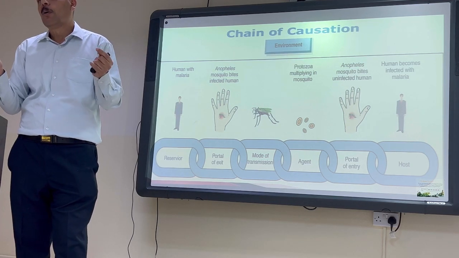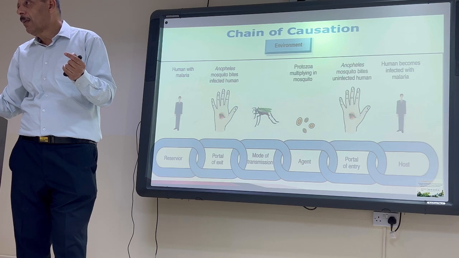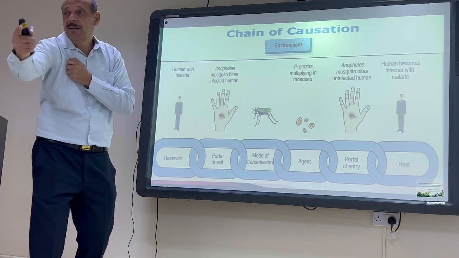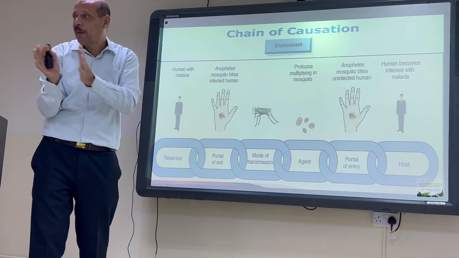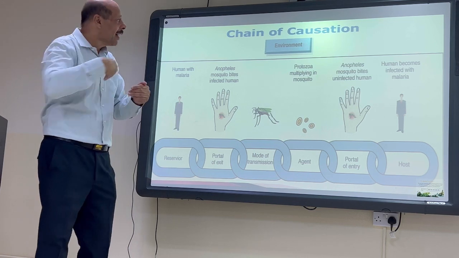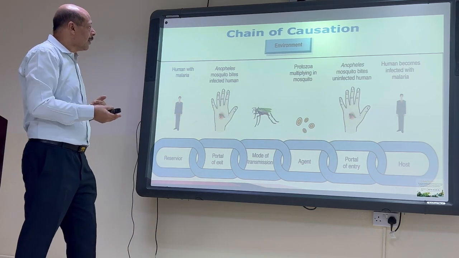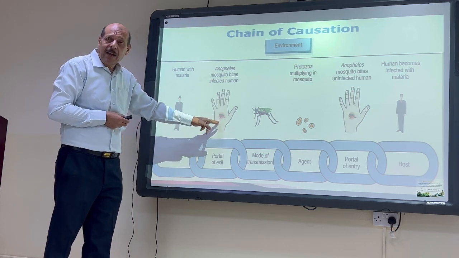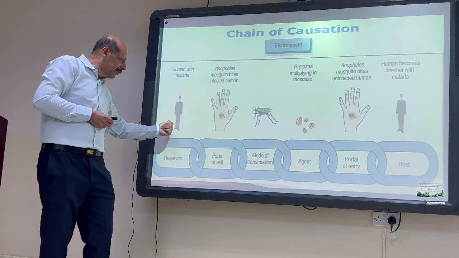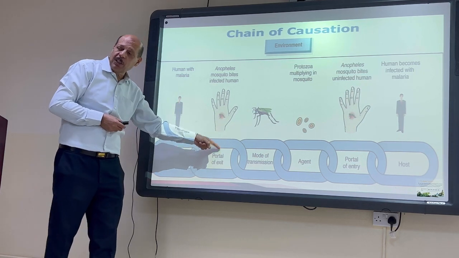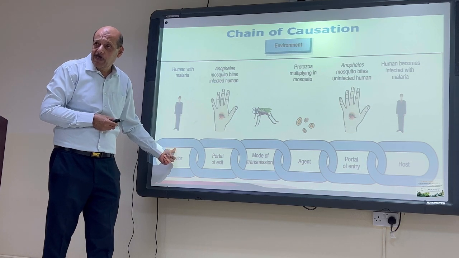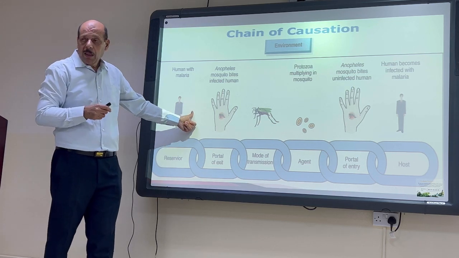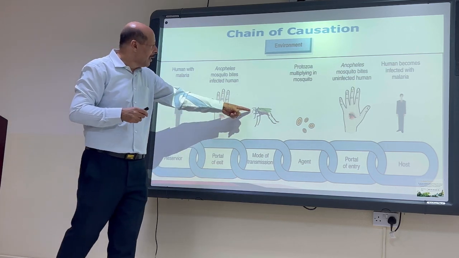No. Why? Because the parasite cannot pass from human being to human being directly. There is another stage. There is another vector, the mosquito. When it bites and sucks the blood of the infected person, there should be a portal of exit of that microorganism. The portal of exit for this disease is sucking blood from the person by the female Anopheles mosquito.